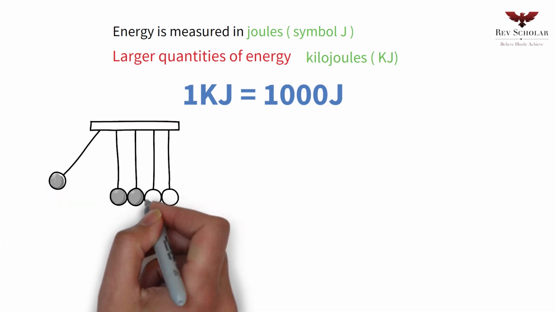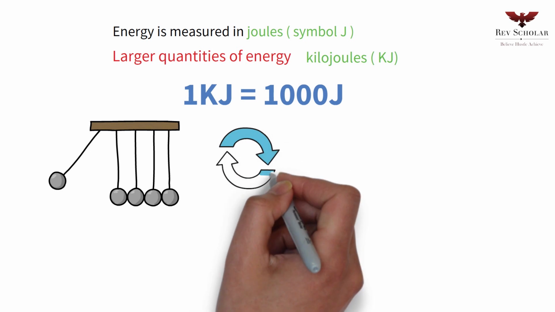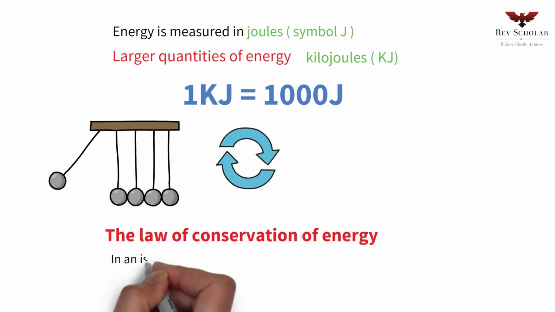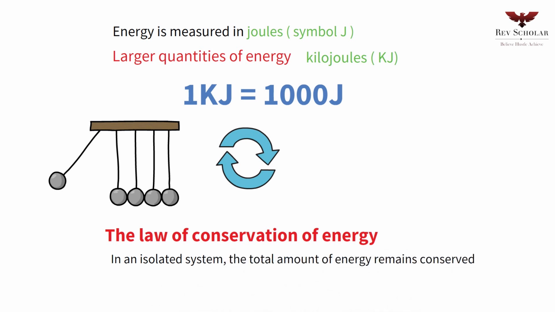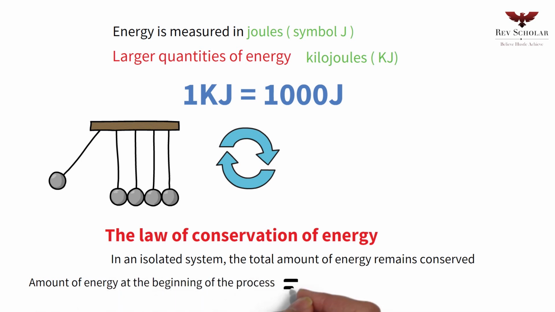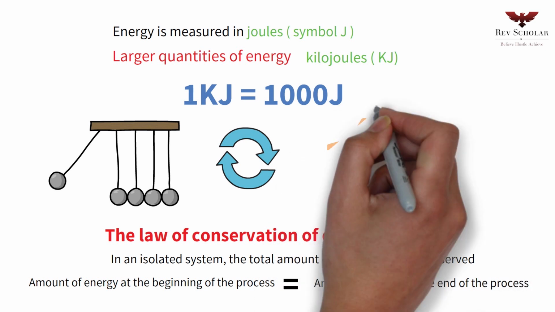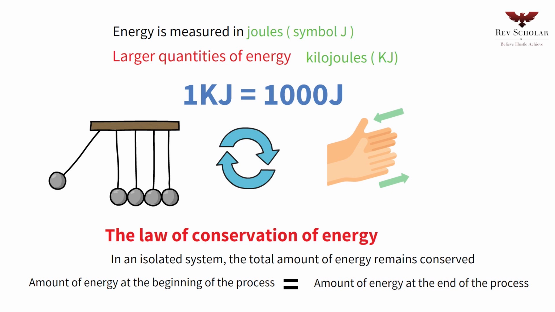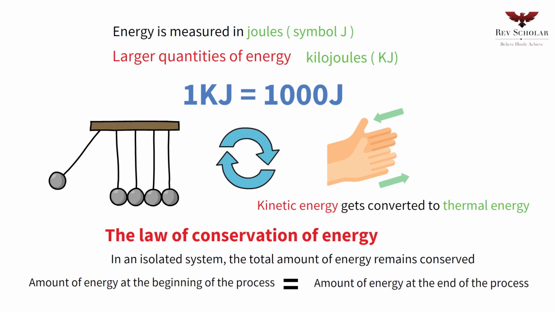Energy is never created or destroyed. It is always transferred from one form to another. The law of conservation of energy says that in an isolated system, the total amount of energy remains conserved. This means the amount of energy at the beginning of the process is equal to the amount of energy at the end of the process. For example, during winter, we tend to rub our hands fast to make them warm. This is where kinetic energy gets converted to thermal energy and we feel warm.